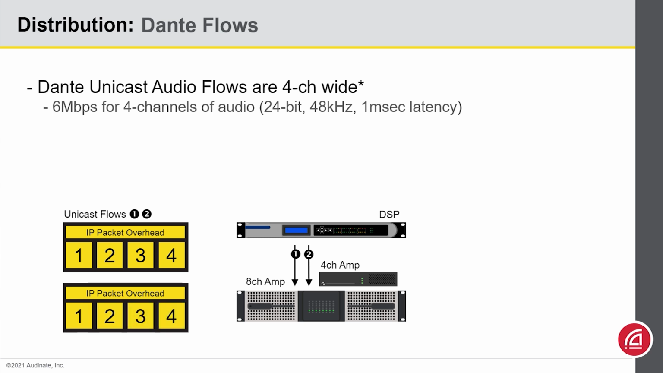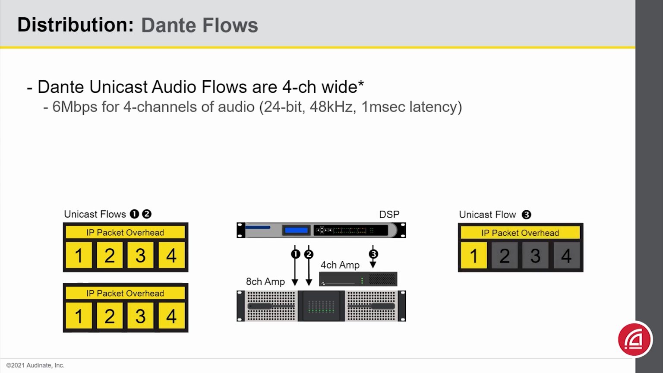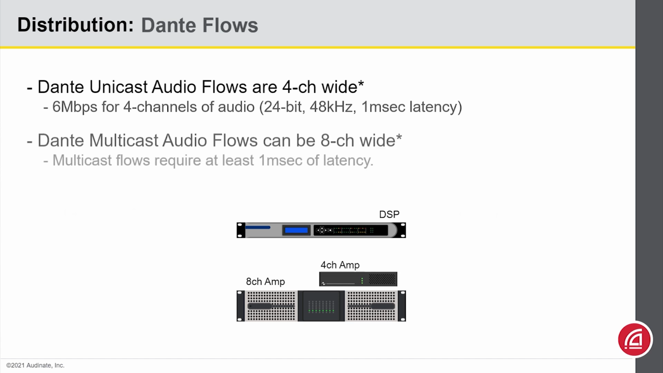When I want to transmit to the 2nd amplifier, I have to create another flow. When I make my first subscription, the device establishes a 4-channel flow. The first channel is populated, the rest are blank. And as I create the other subscriptions, they fill in the unused slots. Now Unicast is the default behavior.